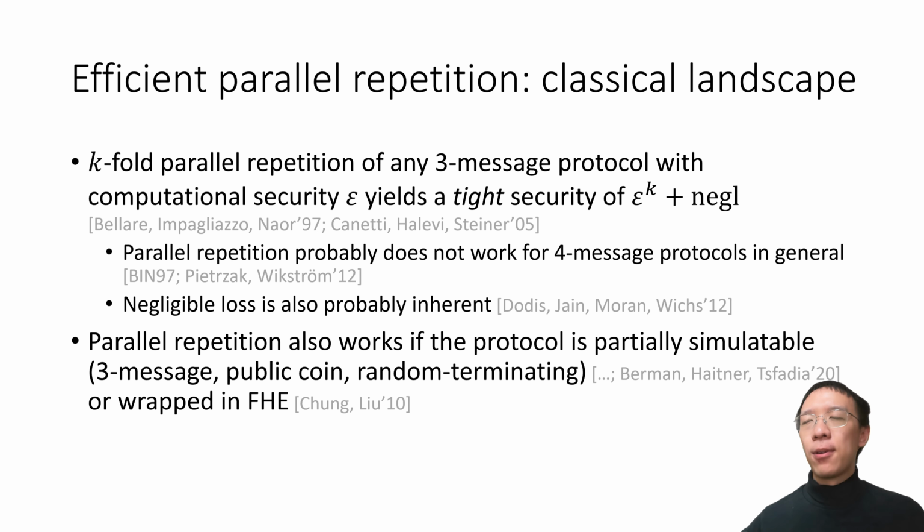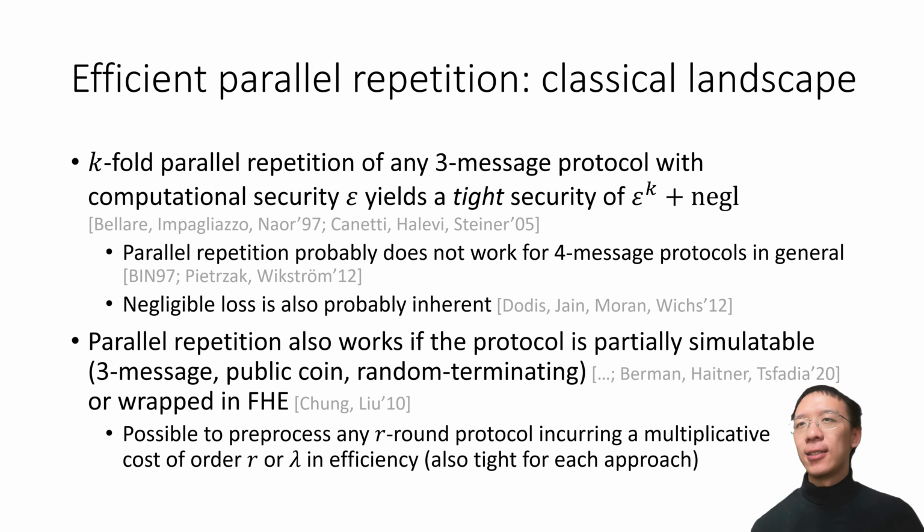So partially simulatable protocols include, of course, three-message protocols, but also public coin protocols, where every message by the verifier is just some random coins. And also, another case is random terminating challengers, where the challenger in each round has some small, but not negligible, probability of simply accepting the transcript or the interaction without any other checks. So it was shown in these works that if the protocol satisfies one of these conditions, then parallel repetition also decreases soundness.